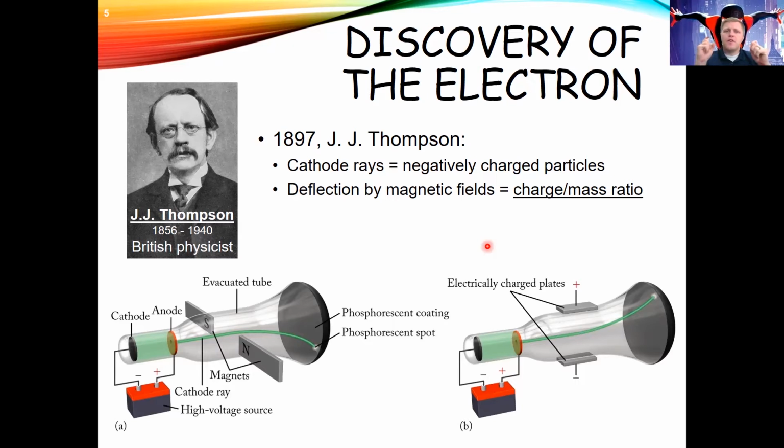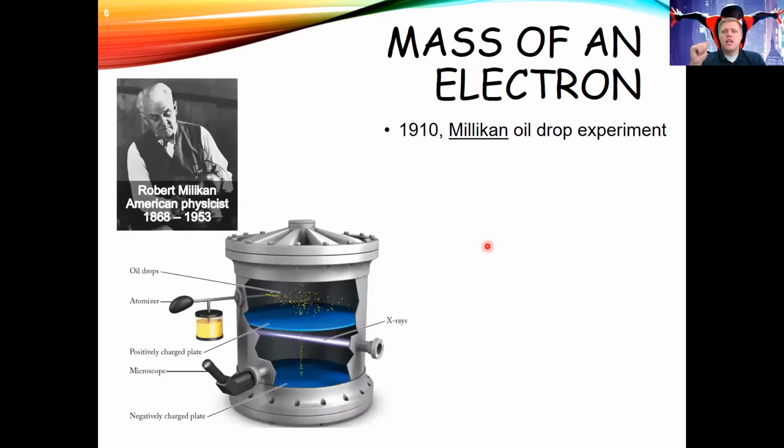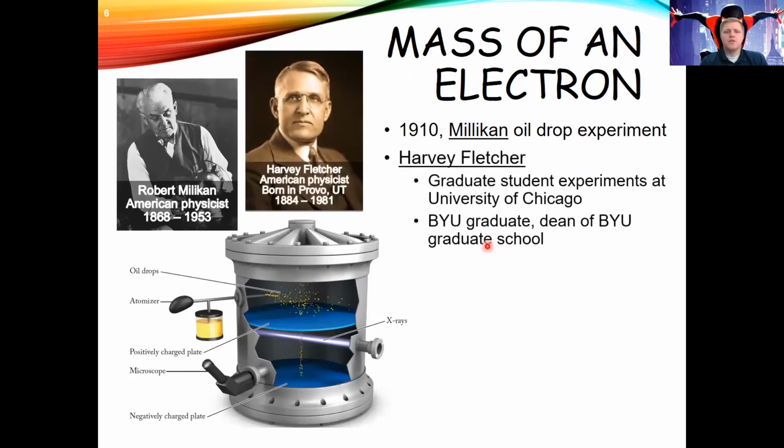But he couldn't figure out the mass itself or the charge itself. He just knew how the two were related. And we didn't figure out the charge until a guy named Millikan came along. In 1910, Robert Millikan carried out some experiments with the help of a graduate student named Harvey Fletcher. I'm going to highlight Harvey here because he was actually a BYU alum. He graduated here with his bachelor's and then came back later and eventually became our Dean of Graduate Studies.